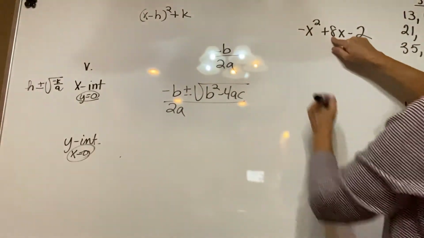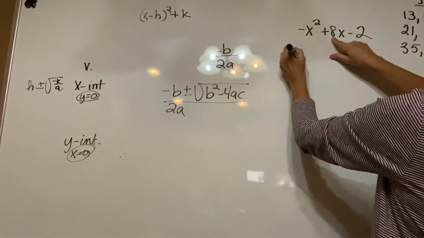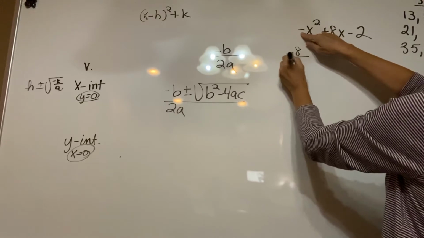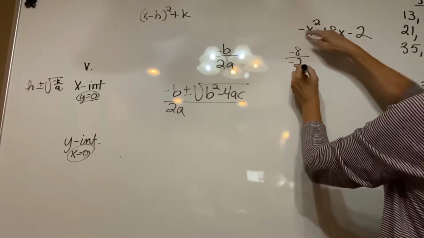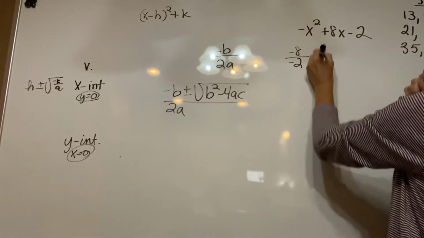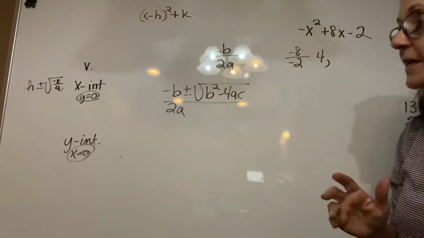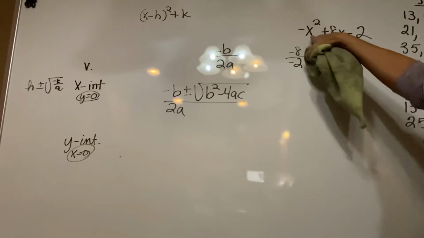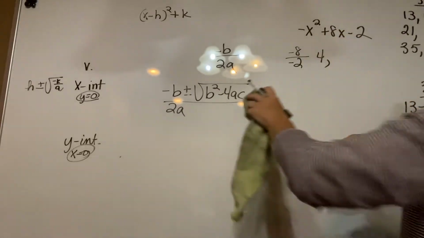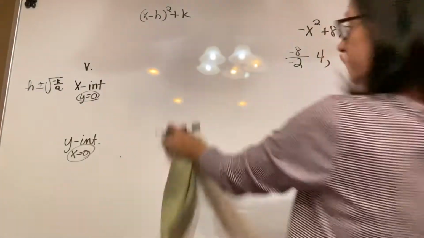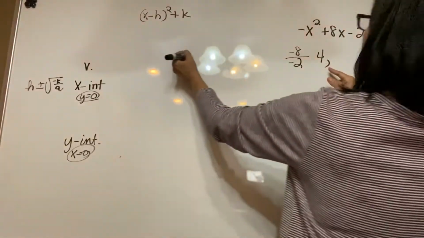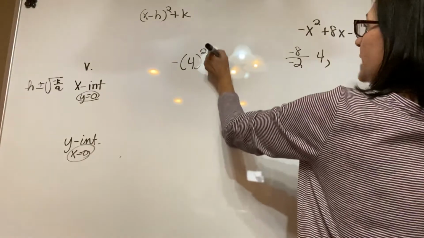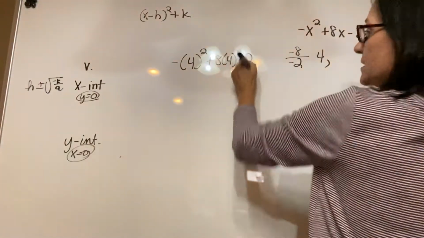So the vertex, the opposite of b, which is -8 over 2 times -1, it's -2. So my x value is +4 for my vertex. My y value is just going to be whatever the result is when I plug in 4 to this equation. So it's the opposite of 4 squared plus 8 times 4 minus 2.